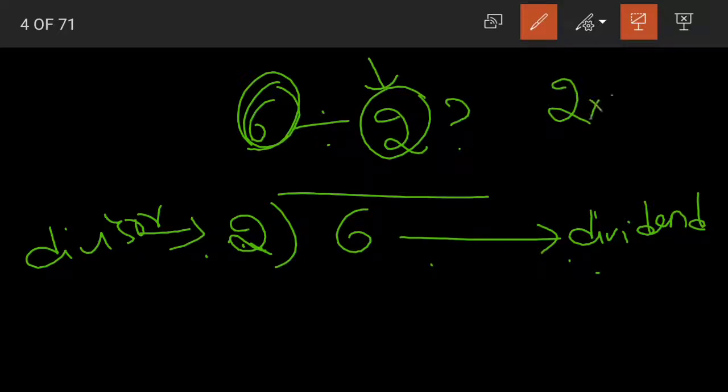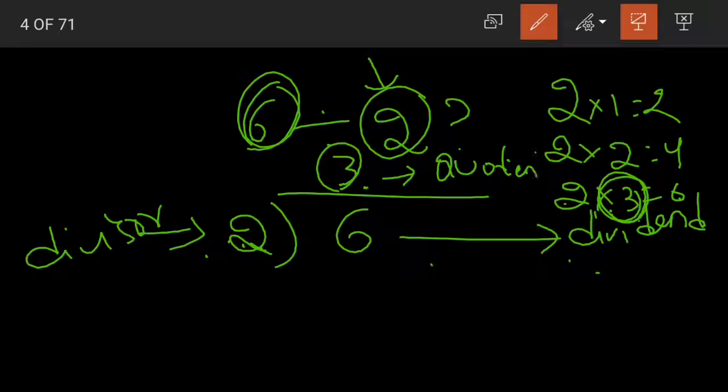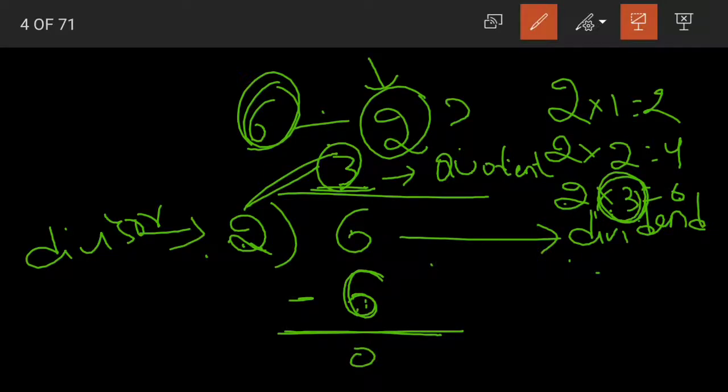Now if you look at the 2 table, 2 ones are 2, 2 twos are 4, 2 threes are 6. Now how many times does 2 come in 6? 2 threes are 6. So this 3 is written on top and this 3 becomes our quotient. Normally when we ask what is the answer of the division, we give the quotient as our answer. Now what to do? 2 threes are how much? 6. Write the product below the number here and we need to subtract. 6 minus 6 is 0.